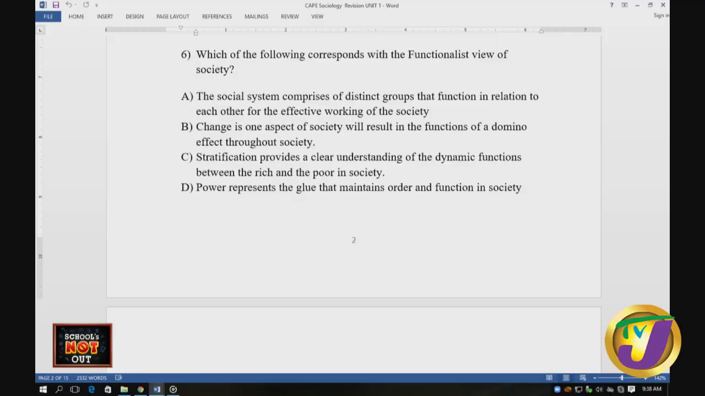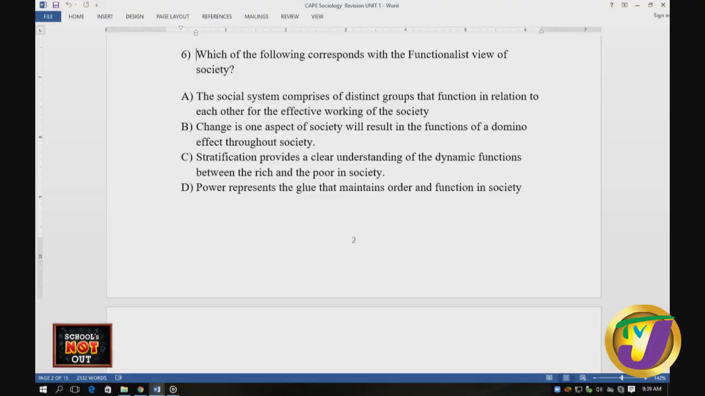So which of the following corresponds with the functionalist view of society? You remember that functionalism was the first sociological theory. It was started by Auguste Comte, although the majority of the work was done by Emile Durkheim, who took it and did a body of work called structural functionalism. Talcott Parsons is also another structuralist. So, A: the social system comprises distinct groups that function in relation to each other for the effective working of society. It kind of makes sense.